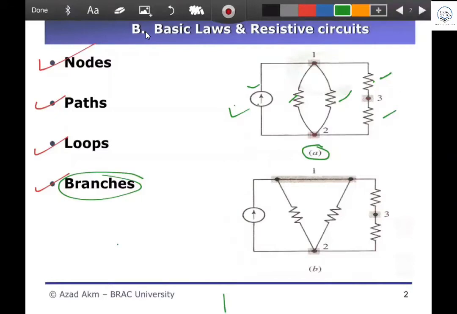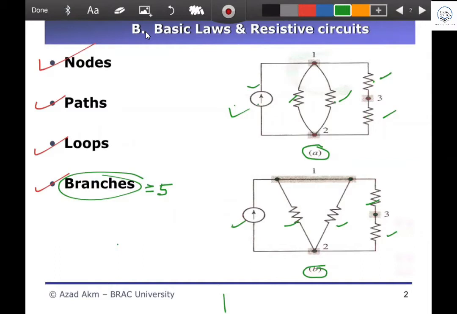Now let us go through the branches. There are 5 branches, as you all understand in this particular problem. It's very simple, and A and B are the same circuit, only presented in a different way. If you count 1, 2, 3, 4, 5, there are 5 branches here as well. So anybody can easily tell me by looking at the circuit how many branches there are. This is the number of elements. It's very straightforward, very easy.